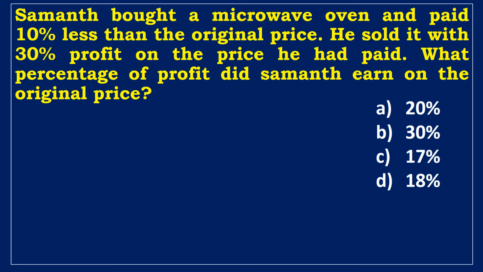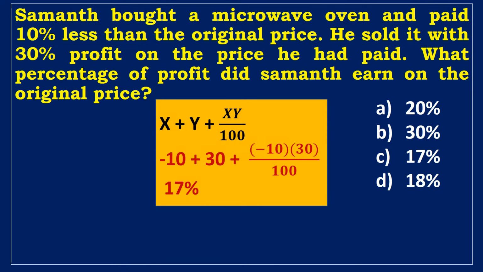To solve this problem, first, we understand that Samanth bought a microwave oven by 10% less than the original price, which is minus 10%.